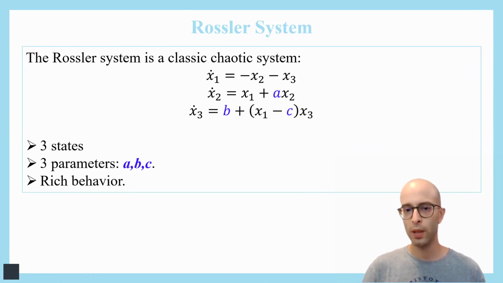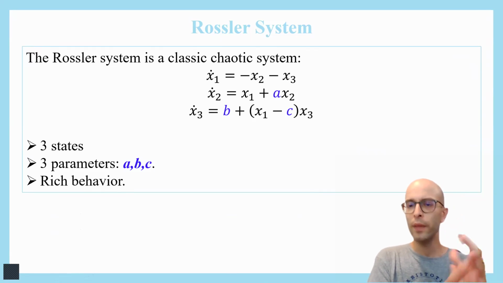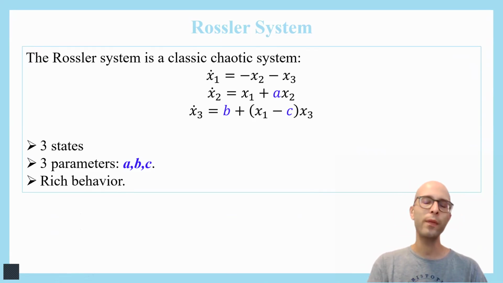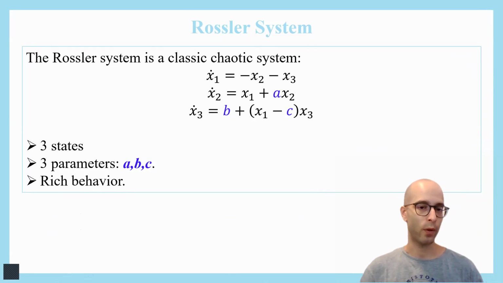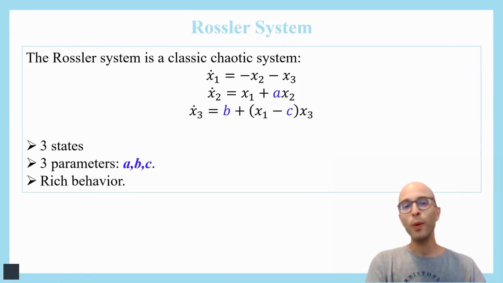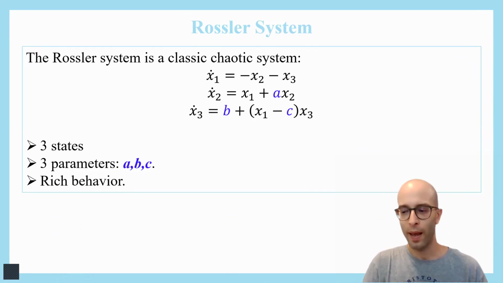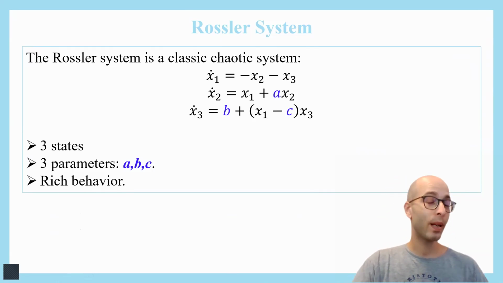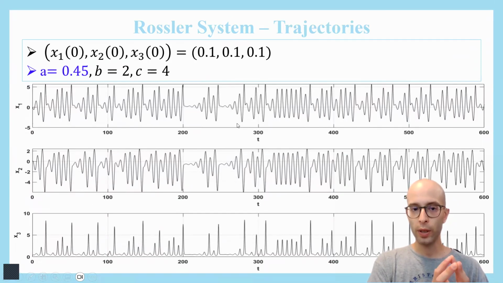I can solve the system by choosing an initial condition, a starting point, and different parameter values. As we will see, for different parameter values, the system has a very, very rich behavior. But let's start with the most basic behavior that we want to talk about, the chaotic behavior. What does it mean that the system is chaotic? Let me explain. So here I choose a set of initial conditions.